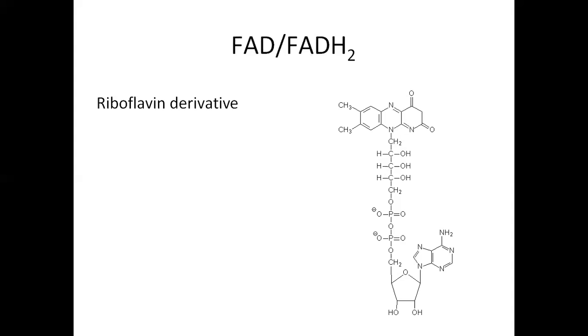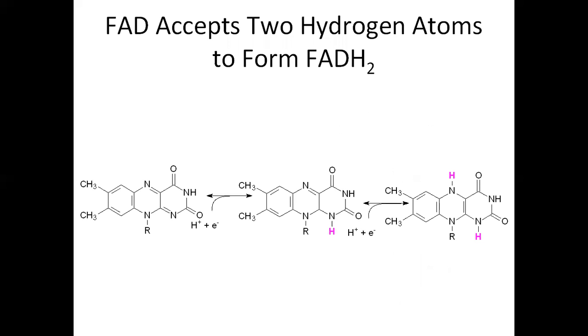This is a riboflavin derivative, and FAD is used for degradation, but unlike NAD, it acts as a prosthetic group to the enzyme. Another difference is that FAD can accept 2 hydrogen atoms, one on each of the 2 rings attached to nitrogen in each case, and they are shown here in magenta.